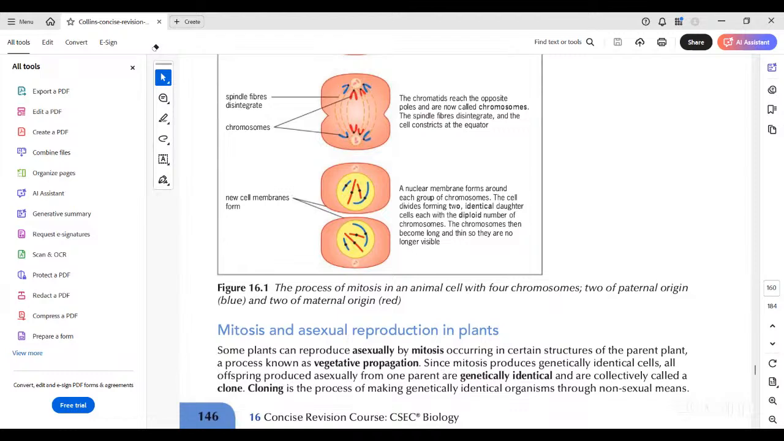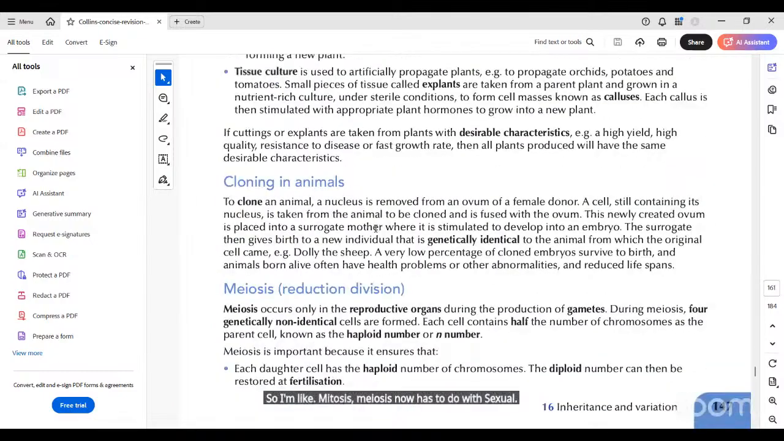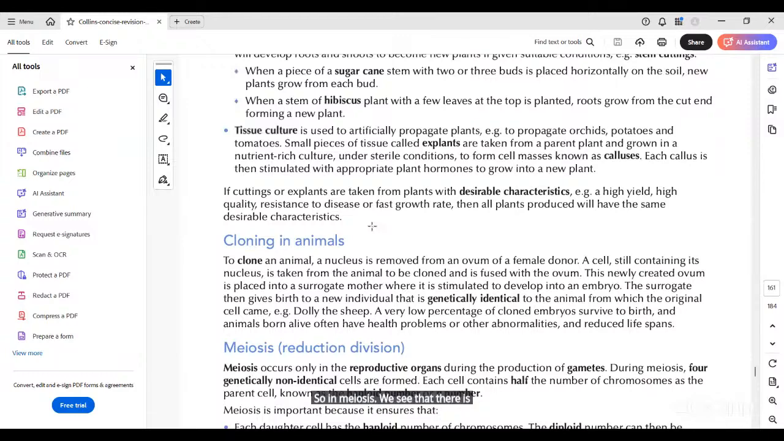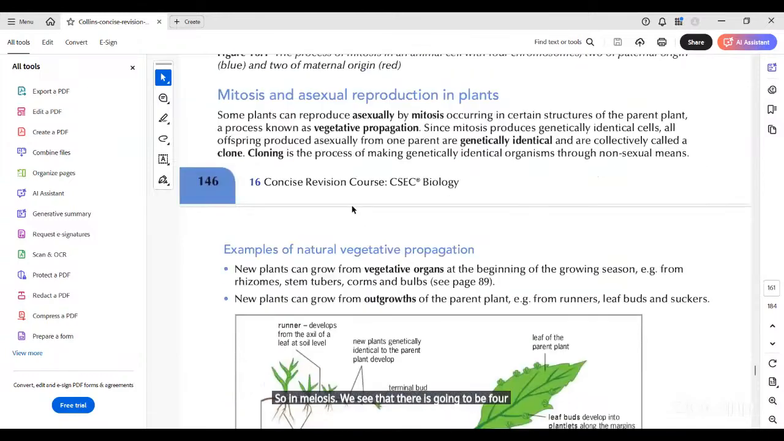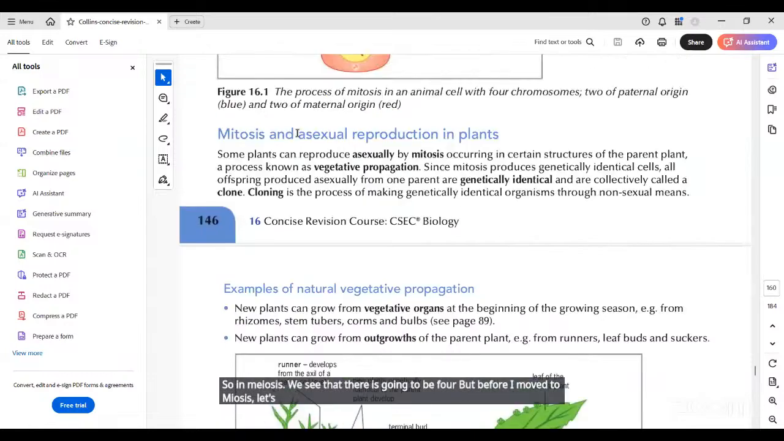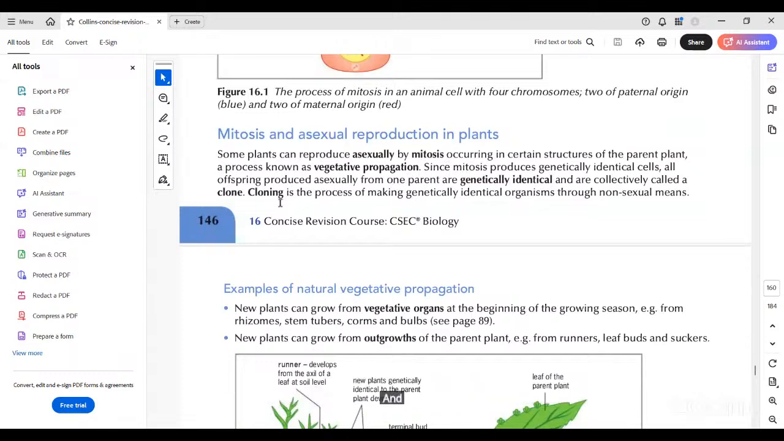So, unlike mitosis, meiosis now has to do with sexual reproduction. So in meiosis, we see that there's going to be 4. But before we move to meiosis, let's finish up mitosis. So a mitosis example would be asexual reproduction and cloning. Do you know what's the first animal to be cloned?